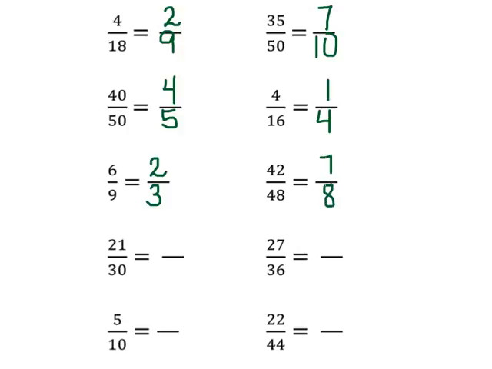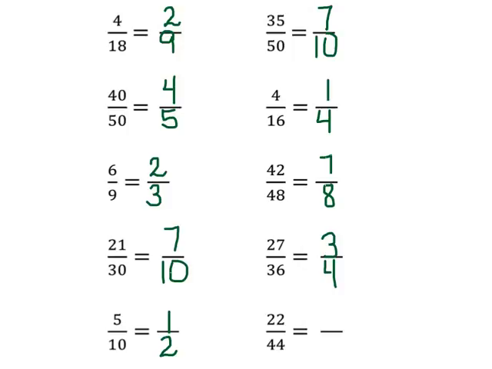And 21/30ths. Factors of 21 are 1 and 21 and 3 and 7. Well, I know 3 goes into 30 also, so let's divide by 3. 21 divided by 3 is 7. 30 divided by 3 is 10. 27/36. And those are in my 9s. So 27 divided by 9 is 3. And 36 divided by 9 is 4. 5/10. Oh, my 5s. 5 divided by 5 is 1. 10 divided by 5 is 2.